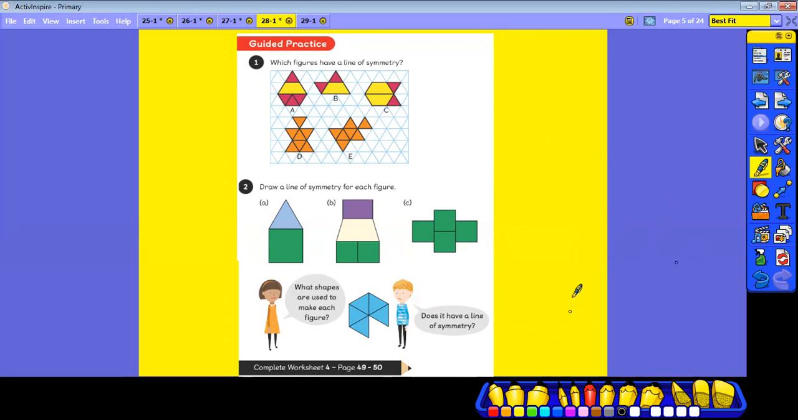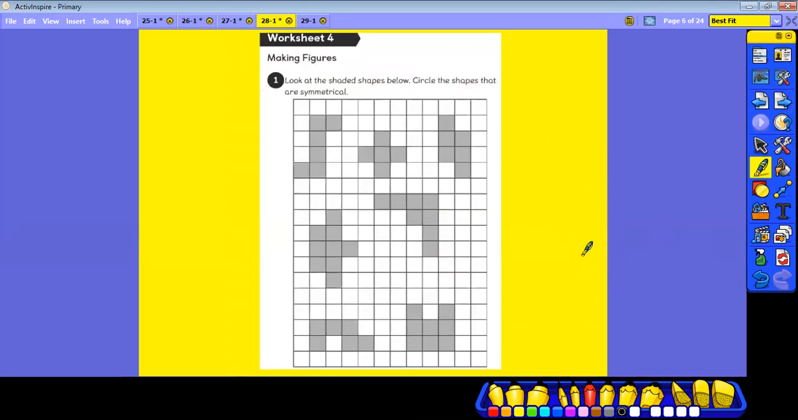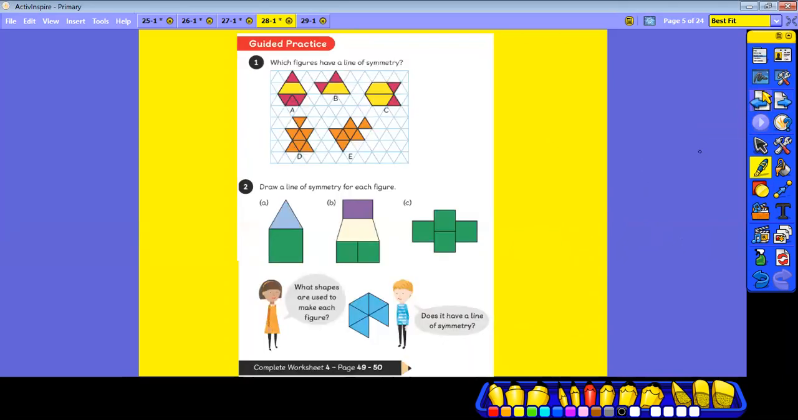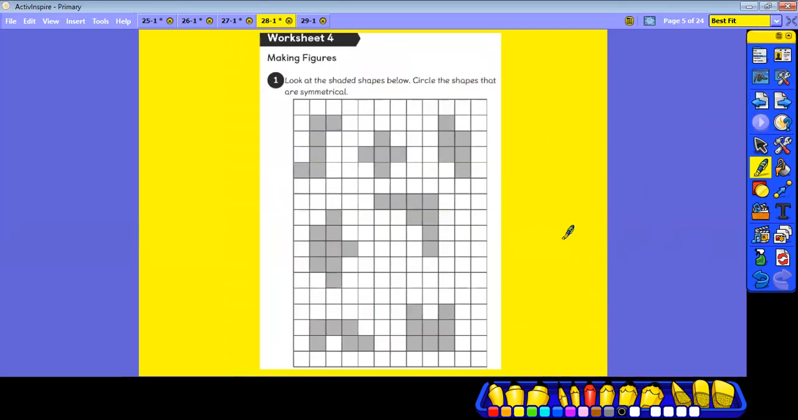Once you've had a look at the guided practice, answered it in your exercise books, you can go to your worksheet 4, which you'll find on page 49 of your workbook. And there are 2 questions today. Question 1, look at the shaded shapes below. Circle the shapes that are symmetrical. So it doesn't say draw the lines of symmetry, it just says circle the shapes that are symmetrical. You see these grey shapes made up of squares. Which ones are symmetrical? Which ones have a line of symmetry? If they do, you need to circle them.